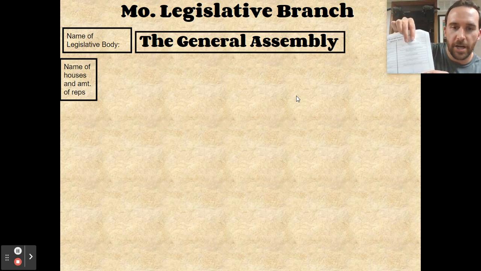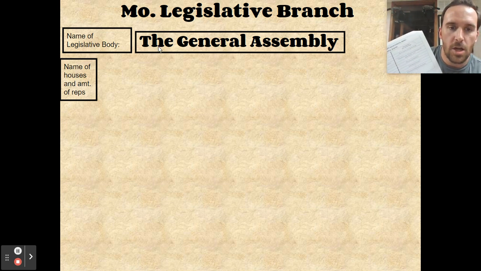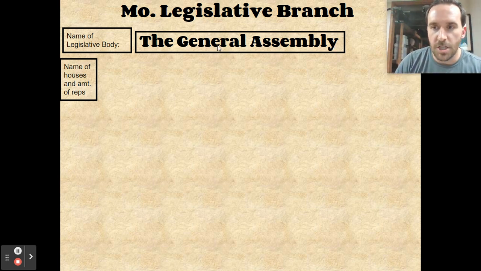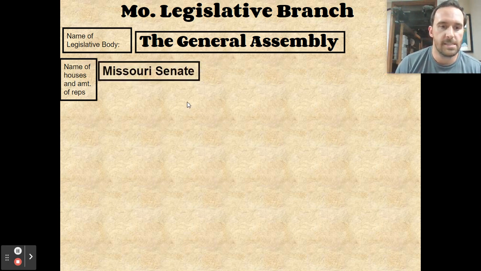Now we're focusing on the right side of the page where it says Mo legislative branch. It says state government at the top. What's the name of the legislative body? We call it the General Assembly. We do not call it Congress. This will be a question on the test. We call it the General Assembly. It goes back to a time of the Greeks and the Romans when democracy was being tried out for the first time.